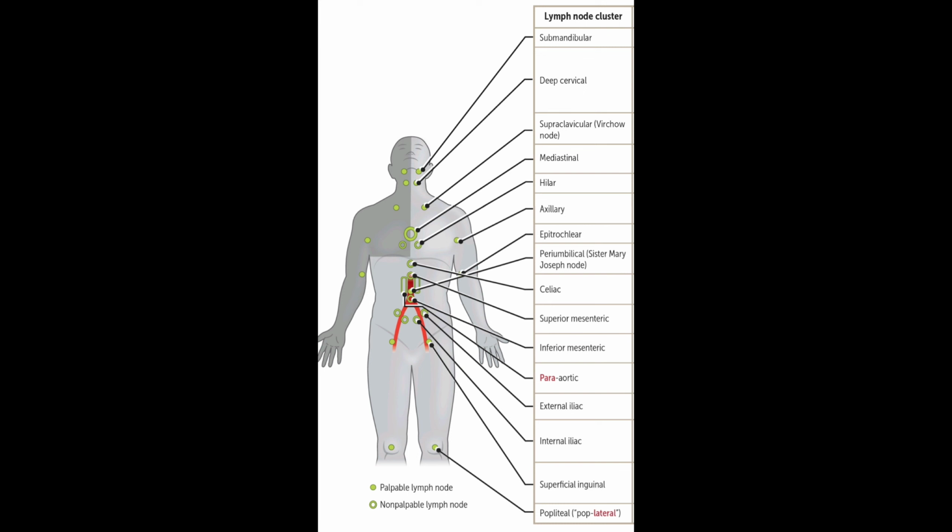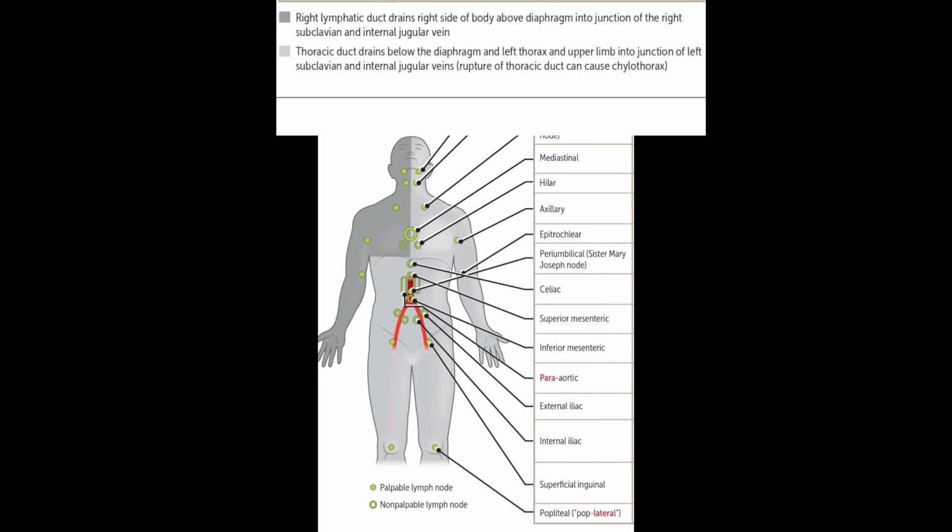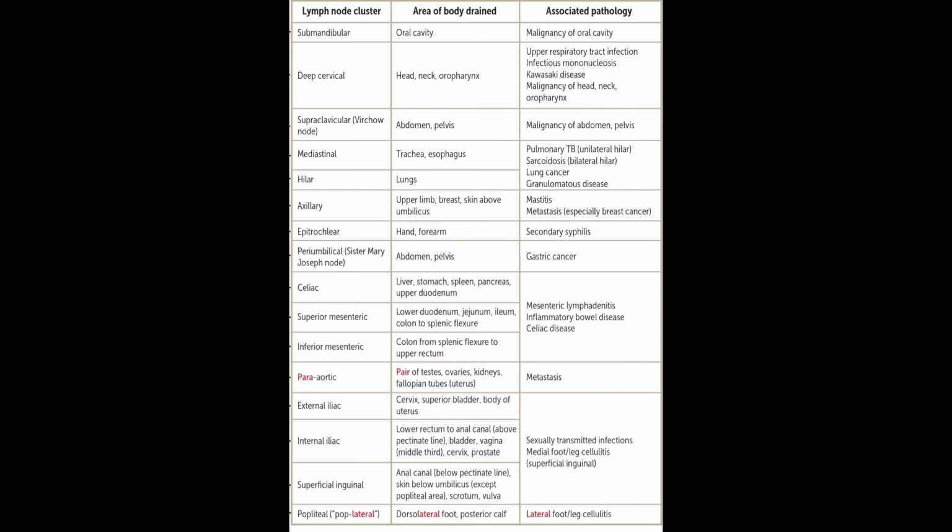Also I want you to know that the right lymphatic duct drains the right side of the body above the diaphragm into the junction of the right subclavian and internal jugular vein, whereas the thoracic duct drains below the diaphragm and the left thorax and upper limb into the junction of the left subclavian and internal jugular veins. One clinical note you have to know is that rupture of the thoracic duct can cause chylothorax.